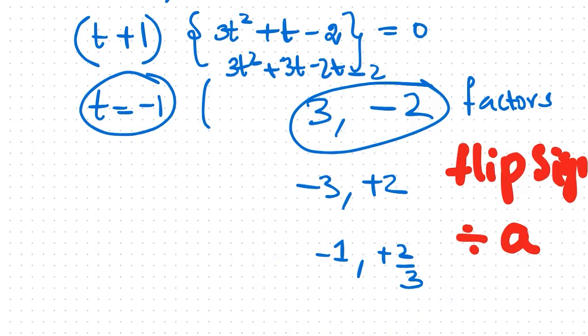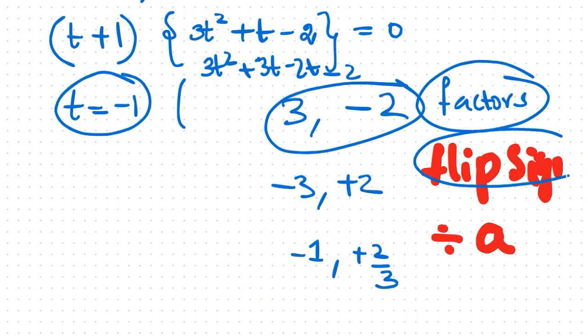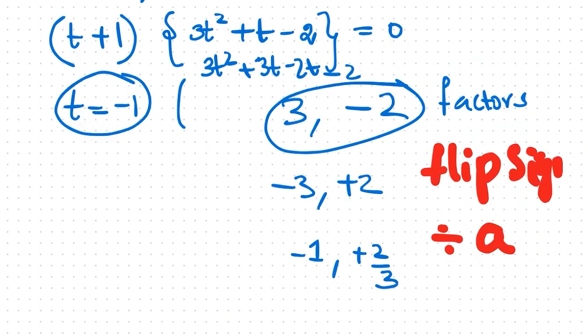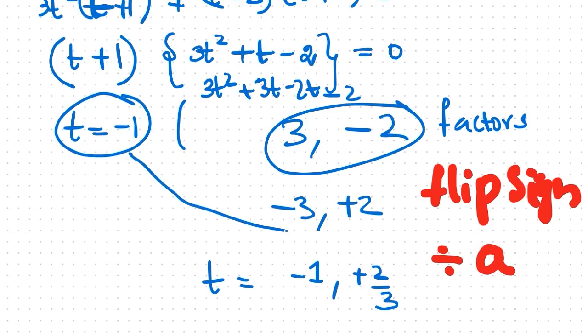Shortcut, this is for quadratics. When you find the factors, you flip the sign and divide by a value. That gives us direct roots. Obviously, if you are opting for the factored method. So these are the three values, okay? Notice something, minus 1 is repeated here.